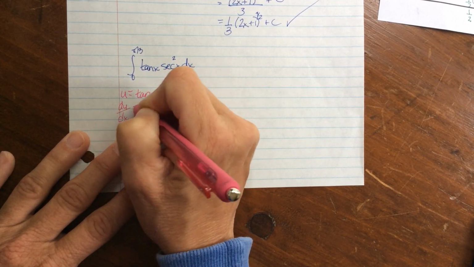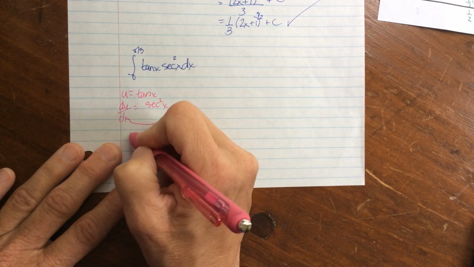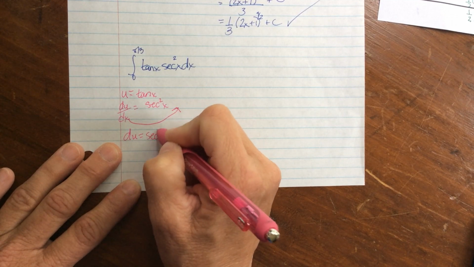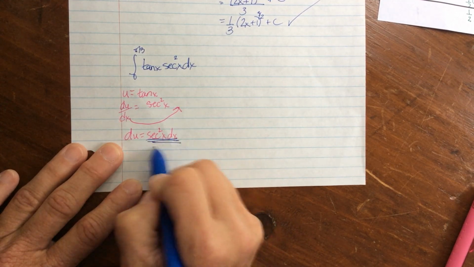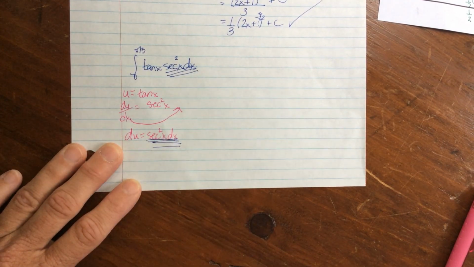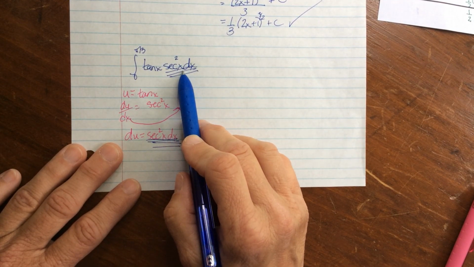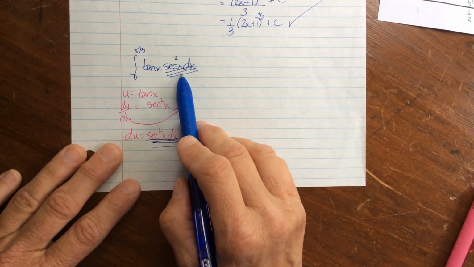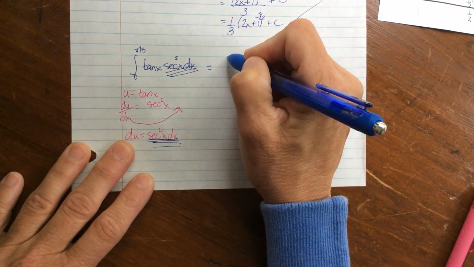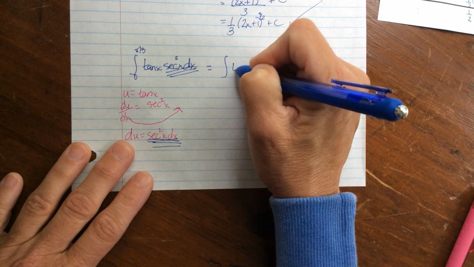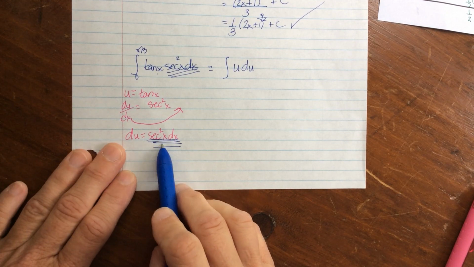du over dx will then be secant squared x. Swing the dx over, and du equals secant squared x dx. So now I have my secant squared x dx, which is this piece. I'm sorry, this is going to get replaced with du, and my tangent will get replaced with u. So what I have now is this: I have u for tangent, and I have times du for the secant squared dx.